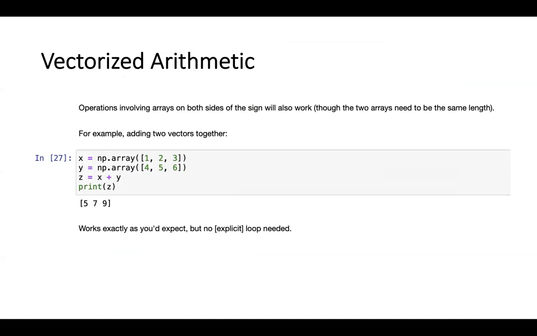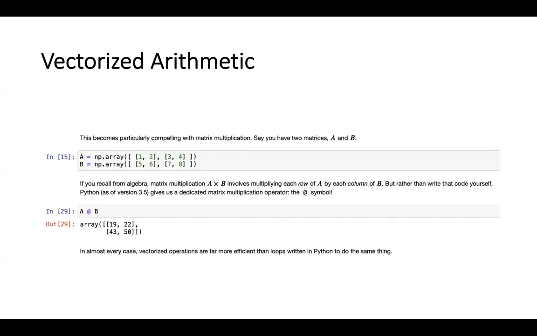Here is another example to add two vectors together. As you can see, we don't need any loop here. Also, we can use it to multiply two vectors or two matrices like A and B. We have two matrices, and by using this operation, the @ symbol, we can multiply these two matrices A and B together without using any loop.